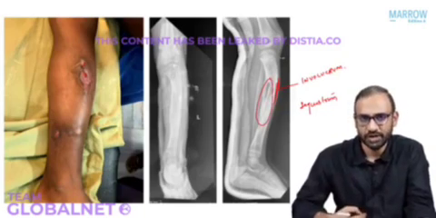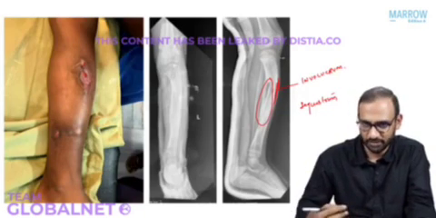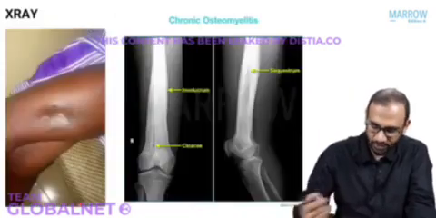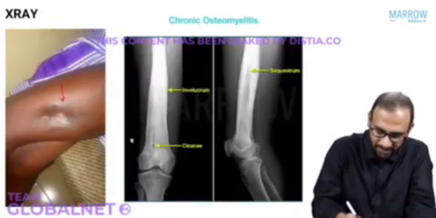So obviously, what did I do? The treatment has to be sequestrectomy, and I'll show you what I did later. So again, let me show you the X-ray here. Patients will have clinically sinuses.